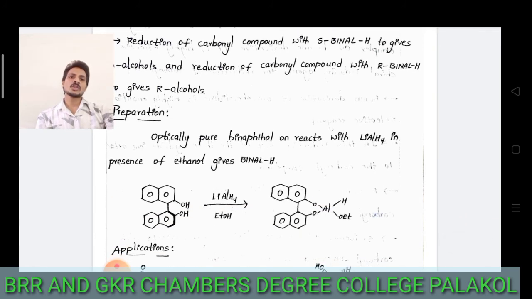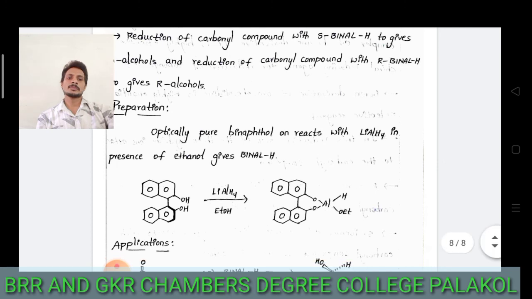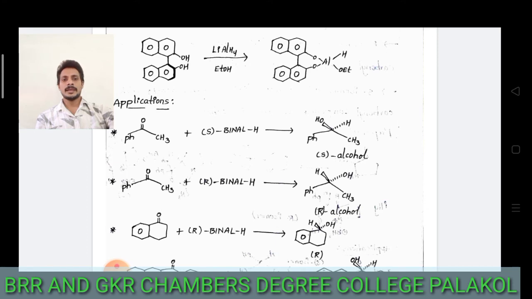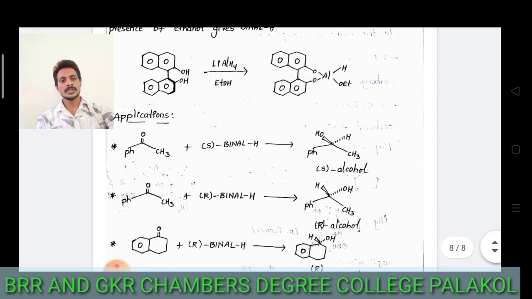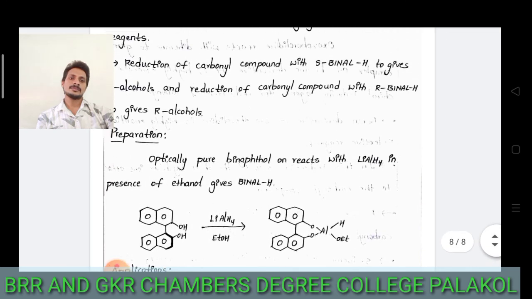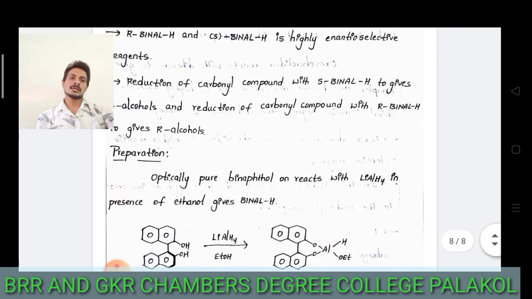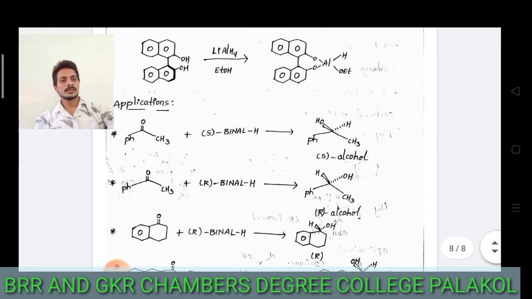In the preparation, optically pure binaphthol is treated with lithium aluminum hydride in the presence of ethanol to give the corresponding BINAL-H. We observe that BINAL-H, on treatment with unsymmetrical ketones, gives the corresponding alcohols. S-BINAL-H always gives S alcohols, and R-BINAL-H always gives R alcohols.